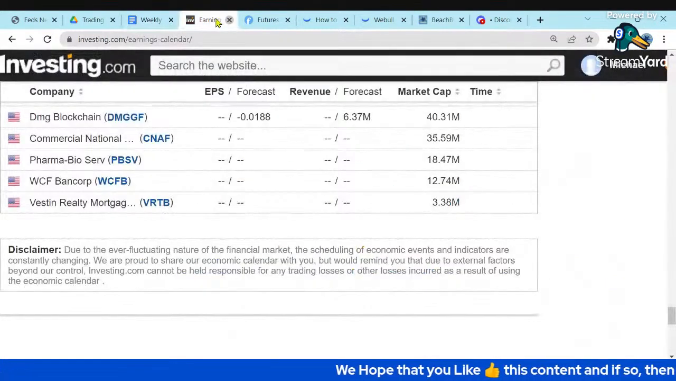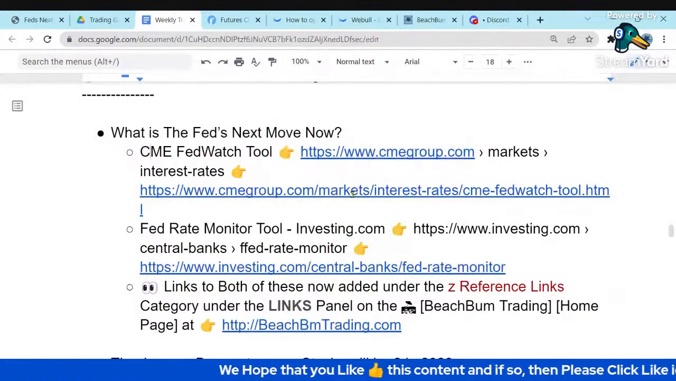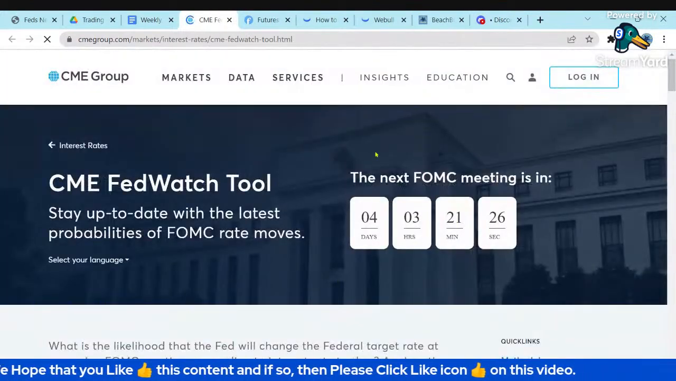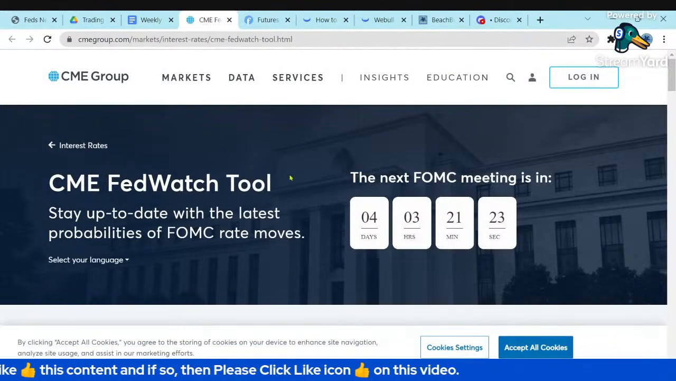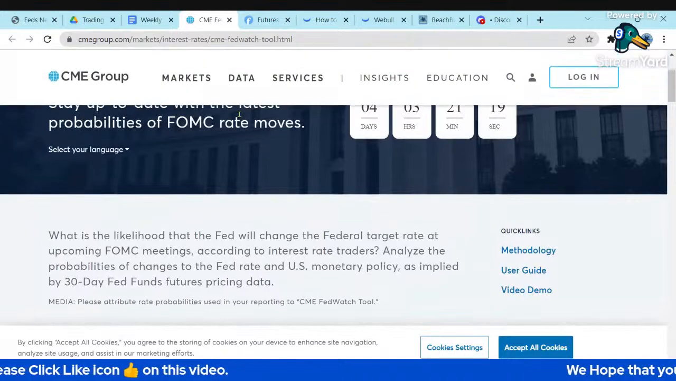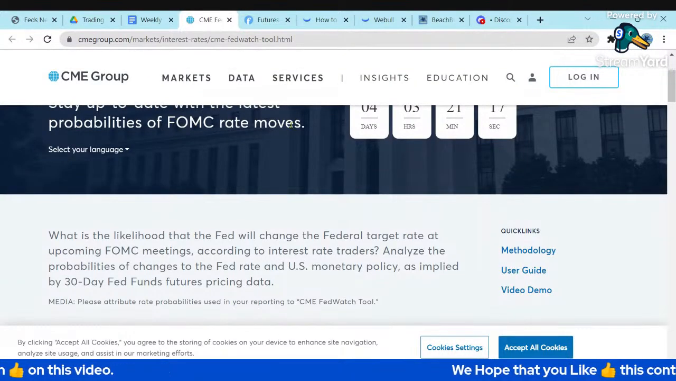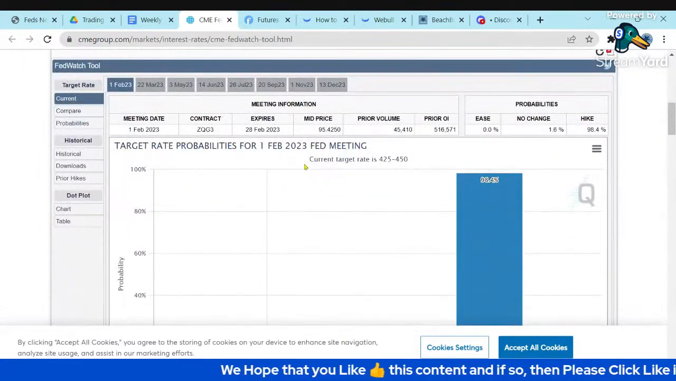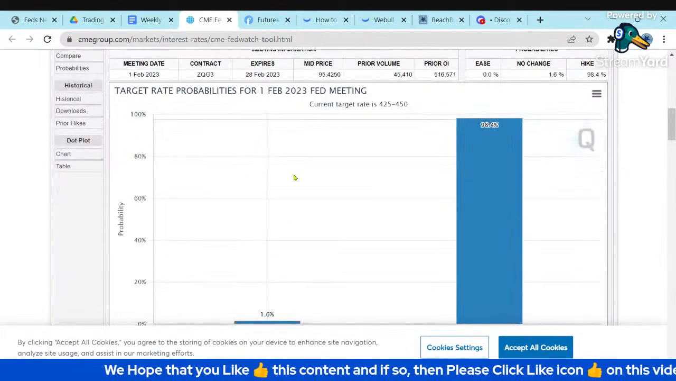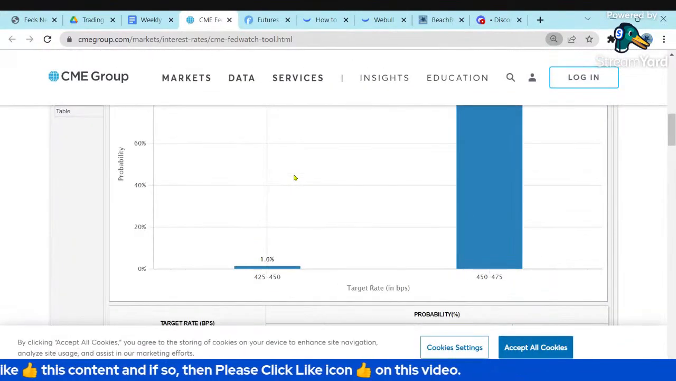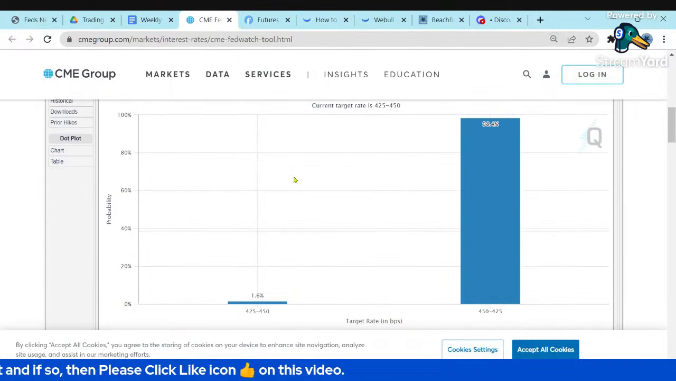So I'll close that and I'll open it from here. So let's take a look at these two tools. First we'll look at the CME FedWatch tool. You can see this gives us the probabilities as the FOMC rate moves. There's a lot of various information right now. You can see the probabilities. Let me zoom out just a little bit so we can fit that in.